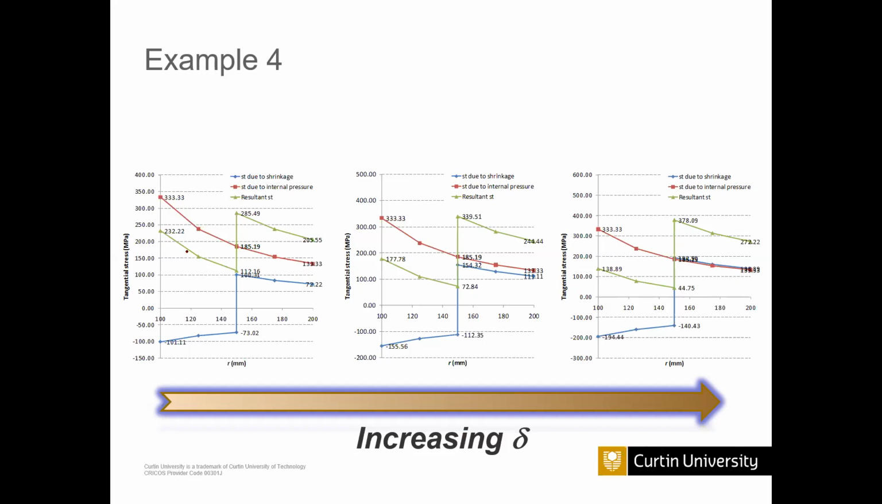That means if you change the internal pressure, this curve will shift upward without changing this gap. But if you change the contact pressure or radial interference, that means the shrink fit conditions, it will change this gap. You can see. So that's the thing.